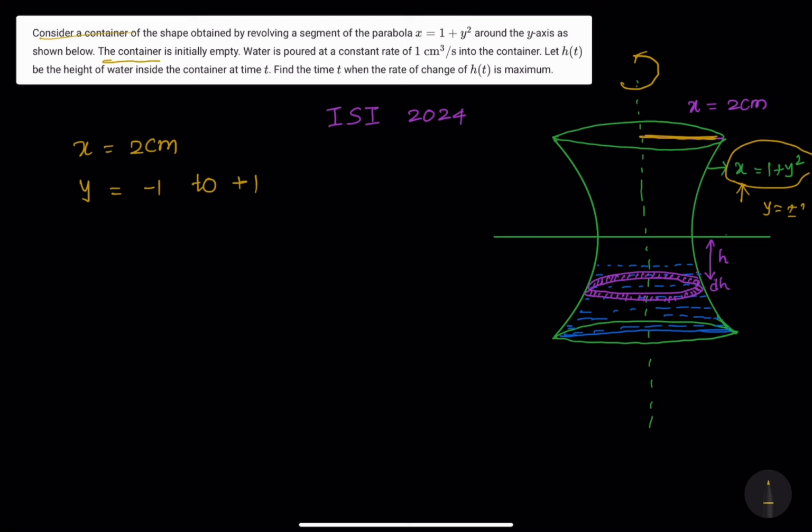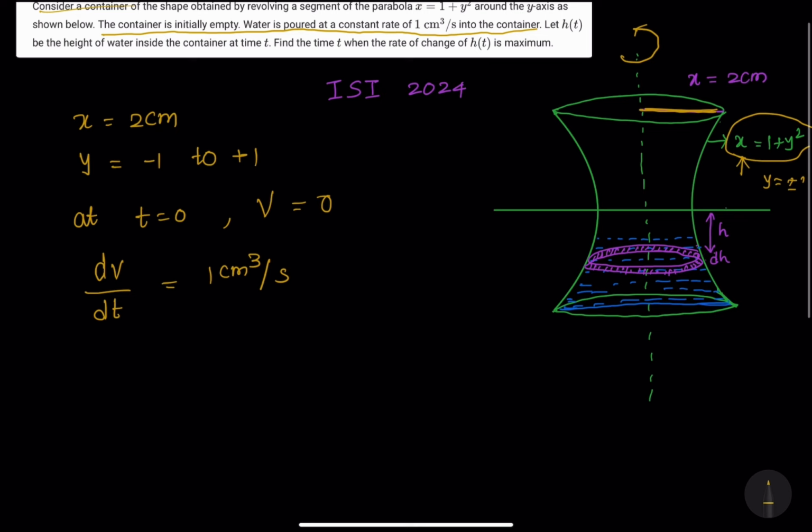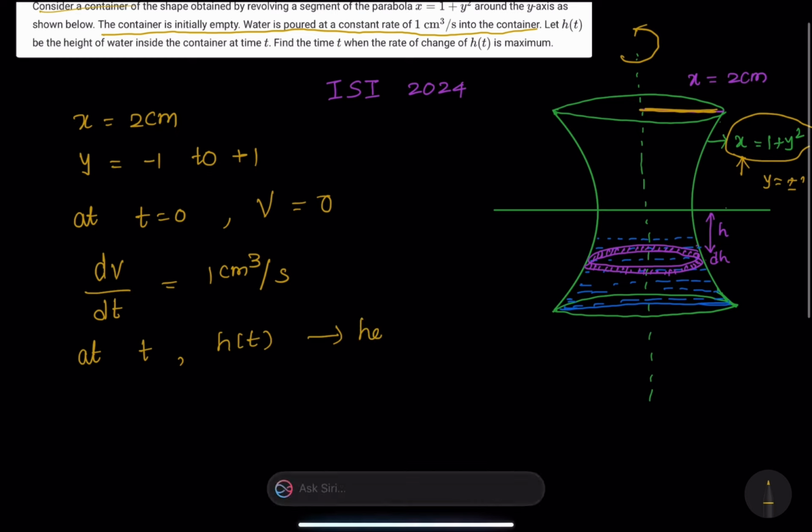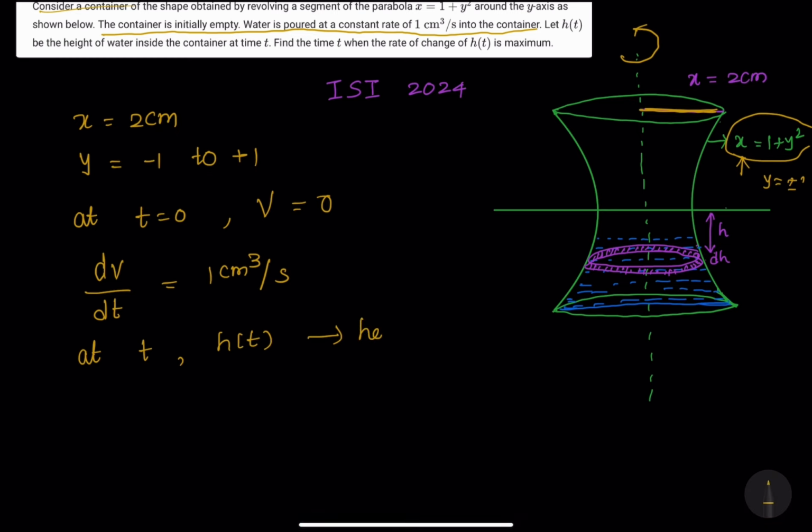So let us go to the second point. The container is initially empty. Water is poured at a constant rate of 1 centimeter cube per second into the container. So there is no water at the start, which means at t equals 0, the volume of water in the container is 0, and water is poured at a constant rate of 1 centimeter cube per second. So that means dV by dt is 1 centimeter cube per second. Let h(t) be the height of water inside the container at time t. So at t, h(t) is the height of water in the container.